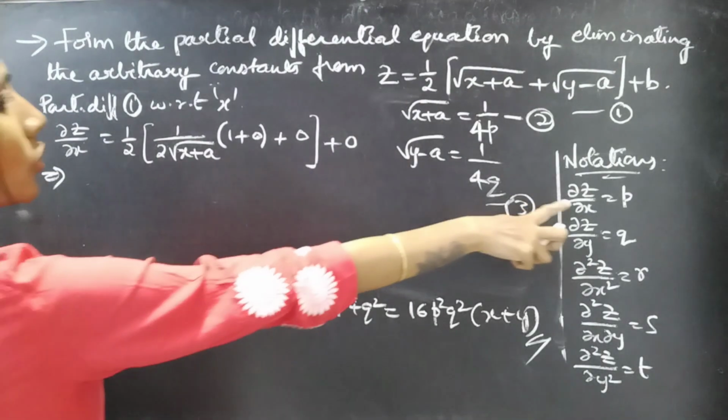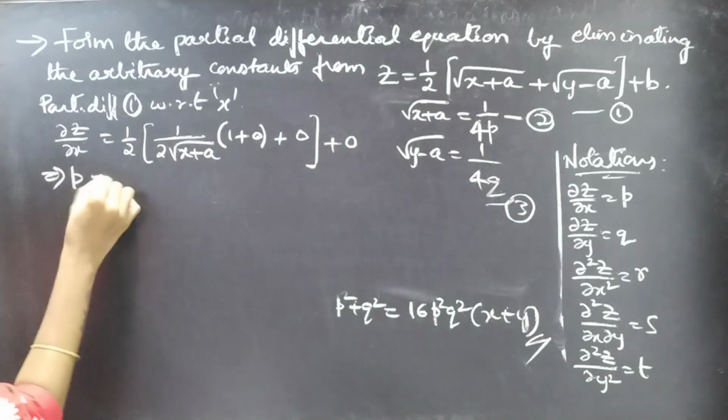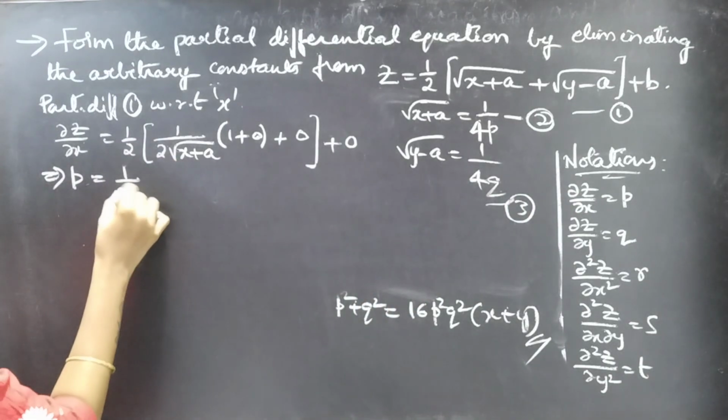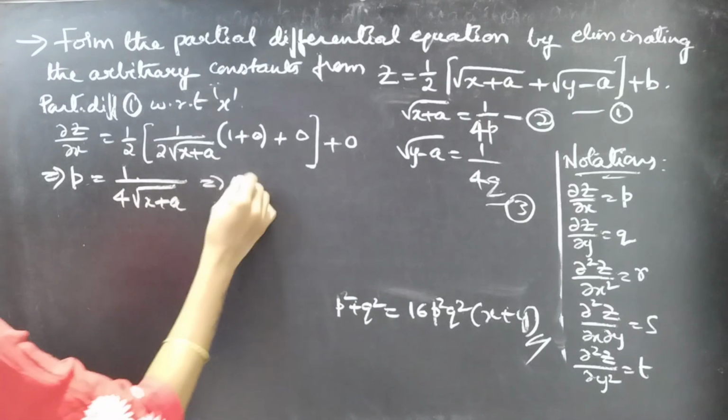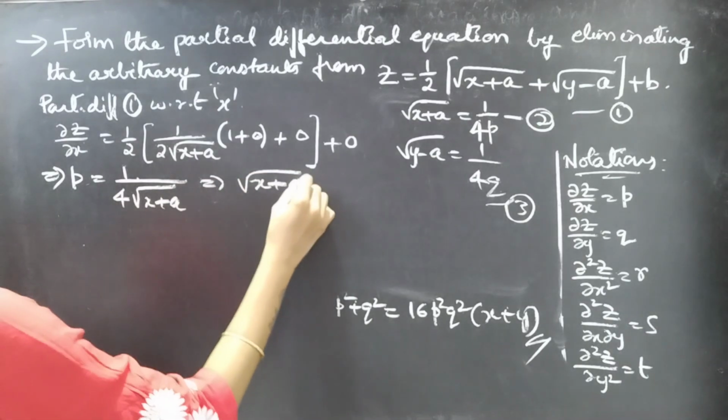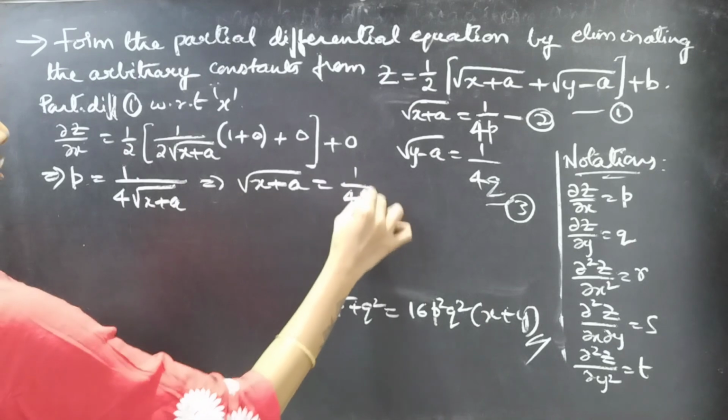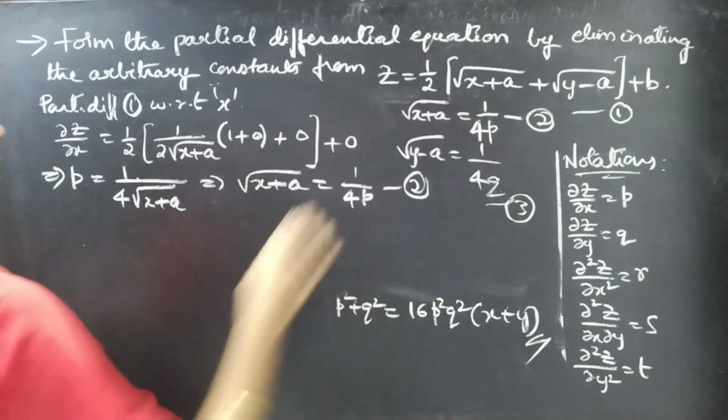Since ∂z/∂x equals p, you'll get p equal to 1/2, 2 twos are 4, root x plus a. Or we can write this as square root of x plus a equals 1 by 4p, which we have considered as equation 2.